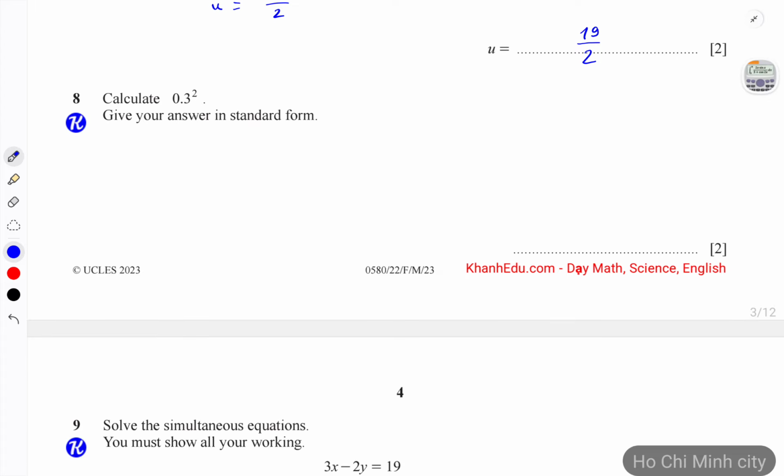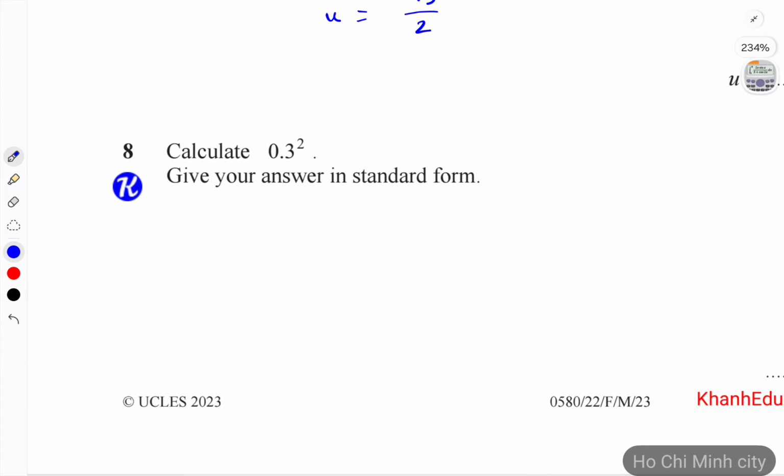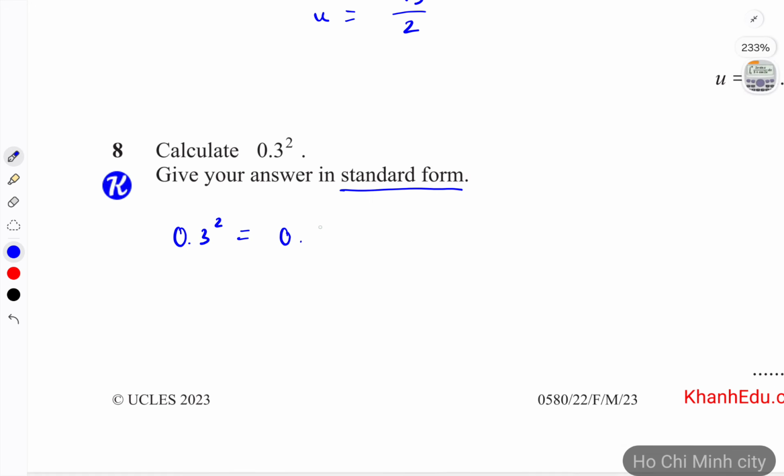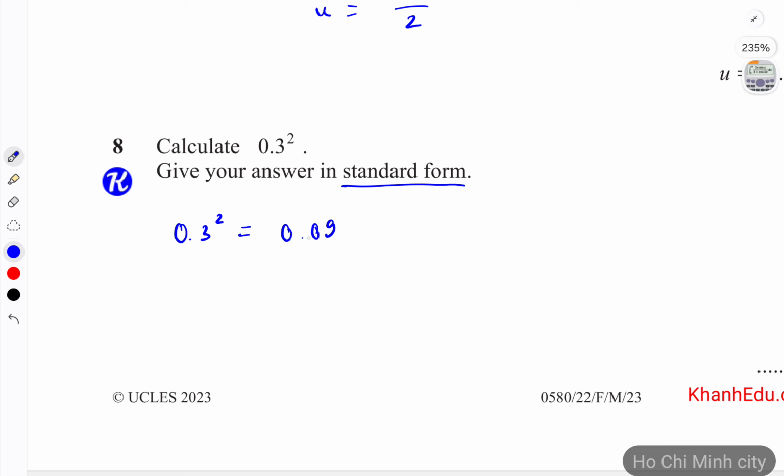All right, question 8. We have to calculate this number and then give the answer in standard form. So 0.3 squared is going to be 0.09. That's correct, 0.09. But we need to change to the standard form, so that is 9 times 10 to the power of -2.